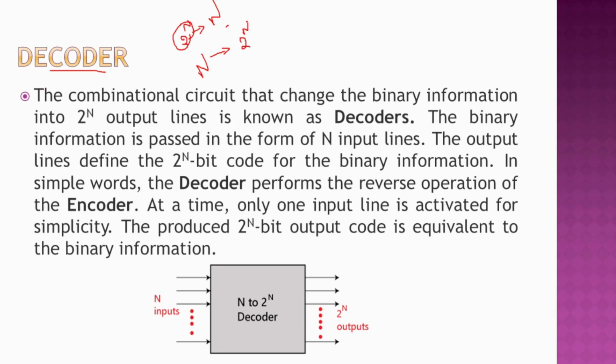outputs. For example, if you give 2 inputs, you are going to get output as 2 to the power of 2, that is 4. Like if you give 3 inputs, 2 to the power 3, you will get 8 outputs.